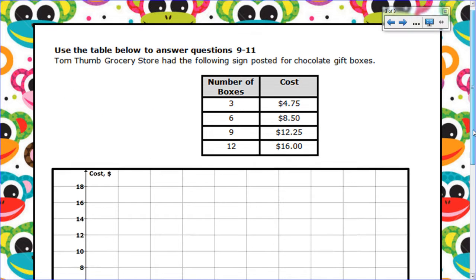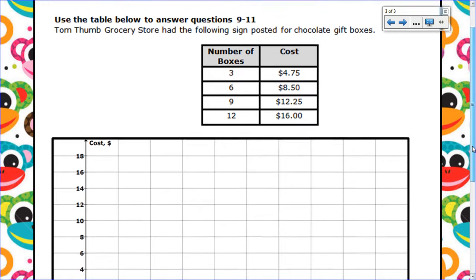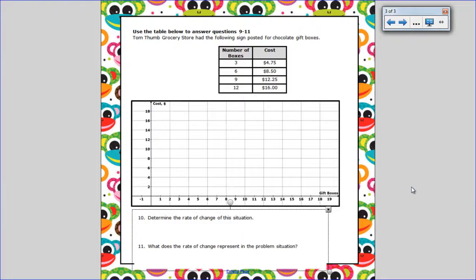So we're going to talk this last one. We're going to answer questions 9 through 11. Tom Thumb Grocery Store has the following sign posted for chocolate gift boxes. Step 1, we need to graph this. The first thing it asks you to do on number 9 is make a graph of this. And you're going to be estimating because you have decimals here, 4.75, 8.5, 12.25. Go ahead and let's get these plotted.